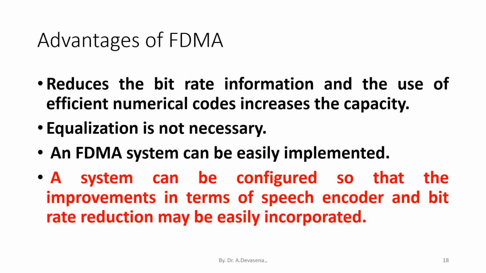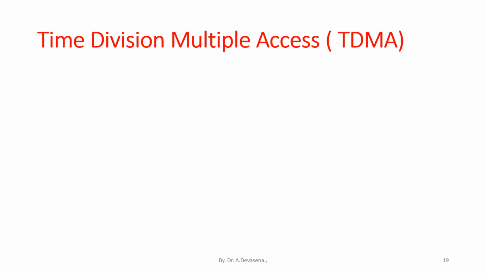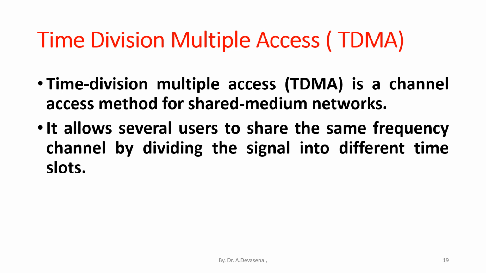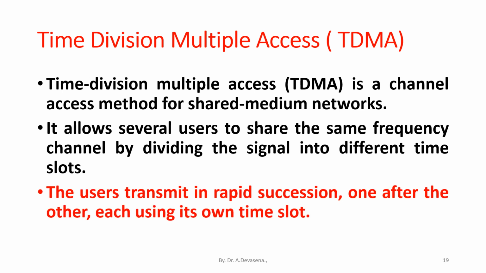Let us discuss time division multiple access, that is TDMA. Time division multiple access is a channel access method for shared medium networks. It allows several users to share the same frequency channel by dividing the signal into different time slots. The users transmit in rapid succession, one after the other, each using its own time slot.